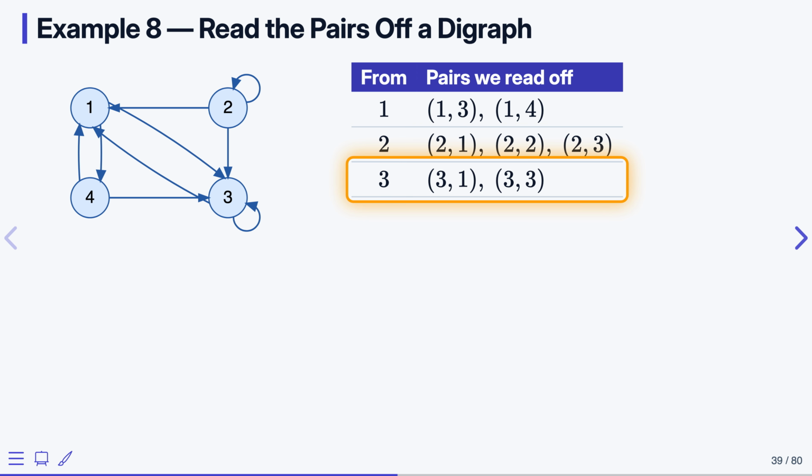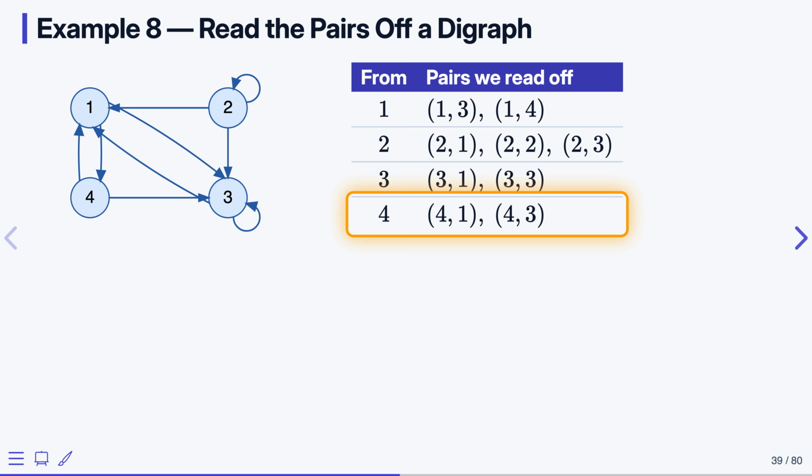Now vertex 3. 2 arrows leave it. 1 goes to 1, and 1 is a loop back to 3. So we get (3, 1) and (3, 3). Last, vertex 4. 2 arrows leave it to 1 and to 3. So we get (4, 1) and (4, 3). Remember, each loop gives a pair where a vertex points to itself.